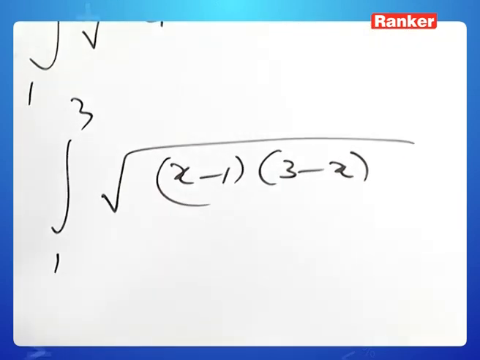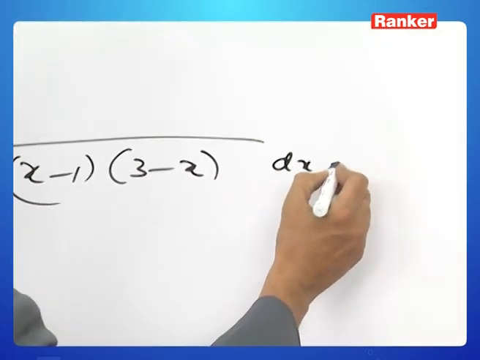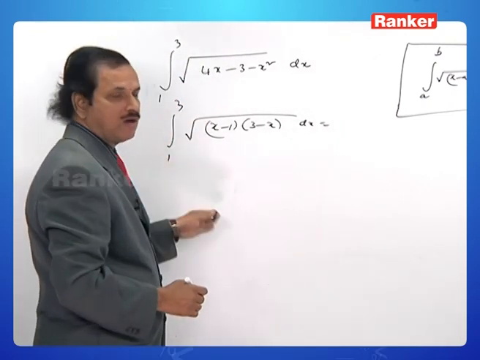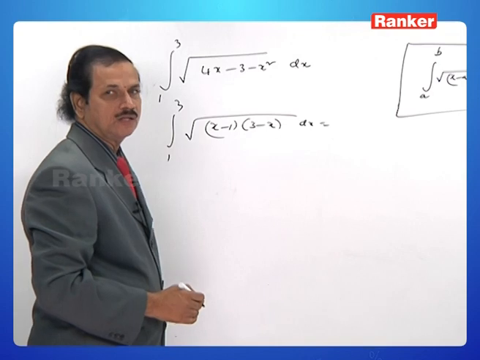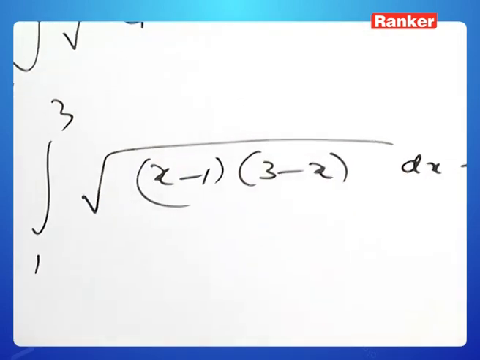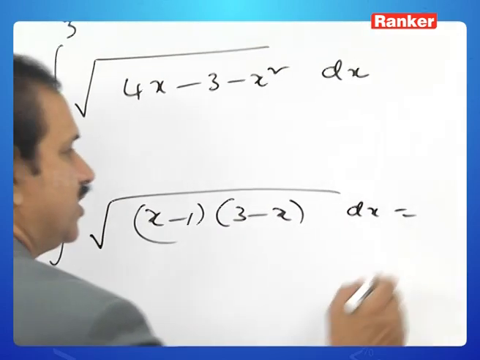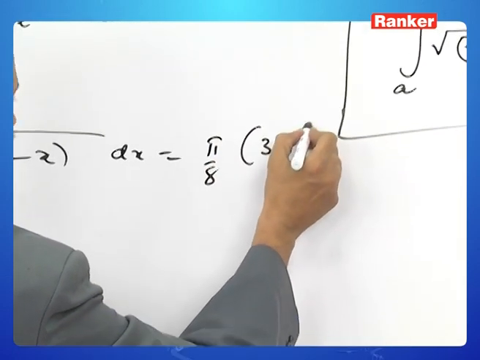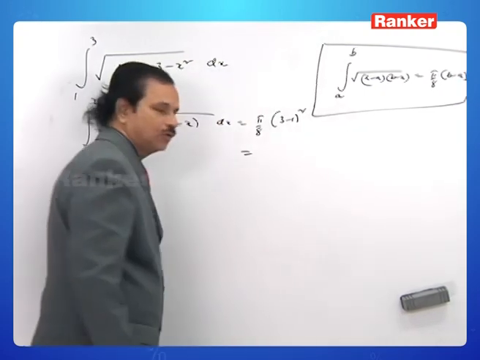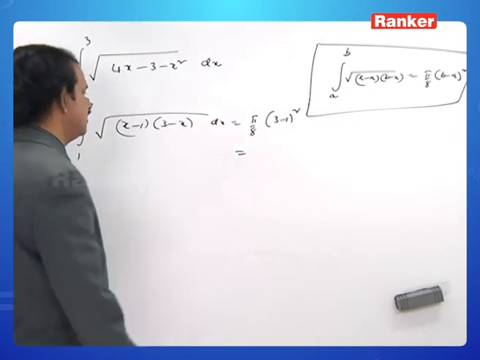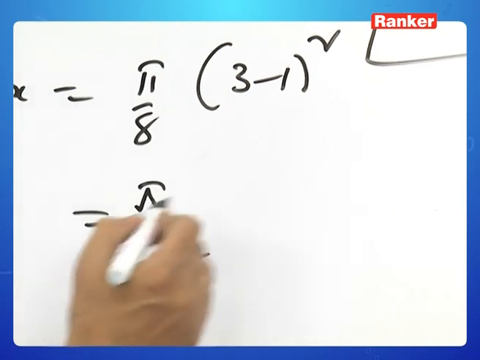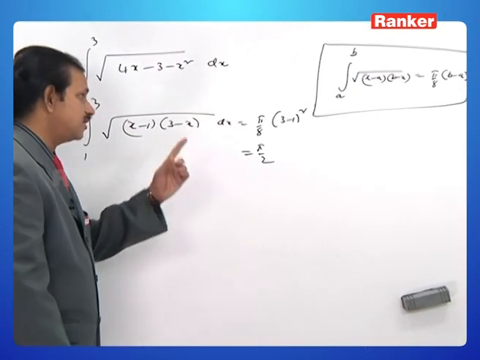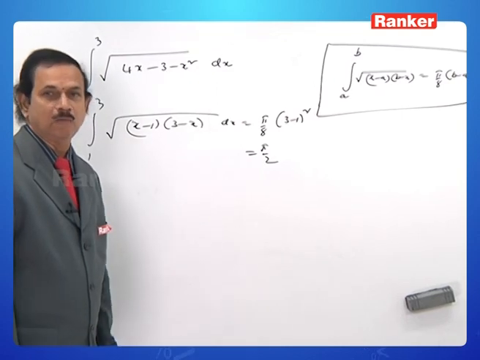So, no problem. Hence, this formula can directly be used here. What are you having in the place of a? 1. And in the place of b, we have 3. So the answer is readily available in the box on the board. What is that? Pi by 8 into b minus a whole square. 3 minus 1 is 2. 2 square is 4. 4 by 8 is pi by 2, is the right answer. So that is the utility of this formula.